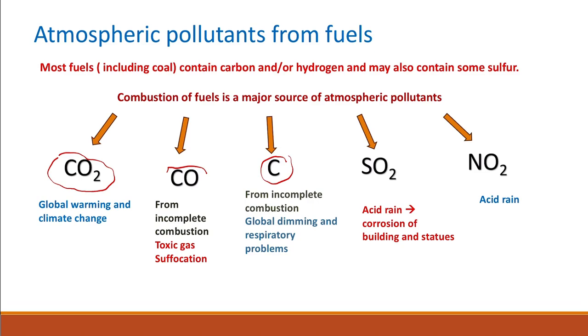Carbon particulates, also from incomplete combustion, will cause global dimming and respiratory problems. Sulfur dioxide comes from burning fossil fuel because it contains some sulfur. The sulfur dioxide is responsible for acid rain, which can cause corrosion of buildings and statues, and can also affect the pH of the water and affect the fish or the aquatic ecosystem. Nitrogen dioxide as well is one of the gases that are emitted from burning fossil fuel in cars because of the high temperature in the engine. Nitrogen and oxygen from air will combine together to give nitrogen dioxide, and nitrogen dioxide as well is one of the causes of acid rain. So it has the same impact as sulfur dioxide.